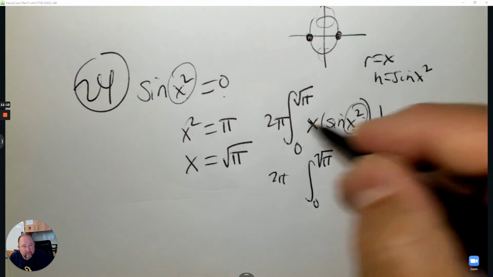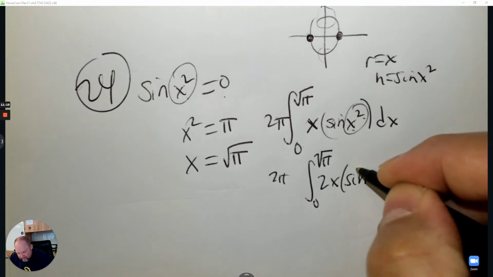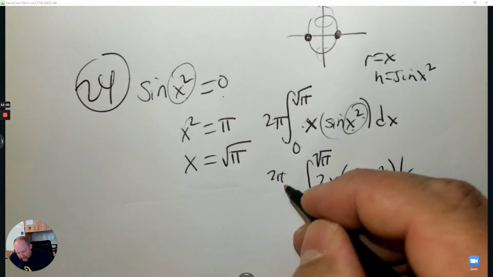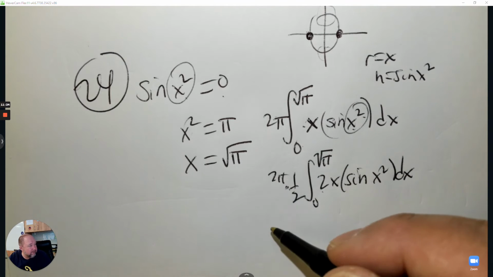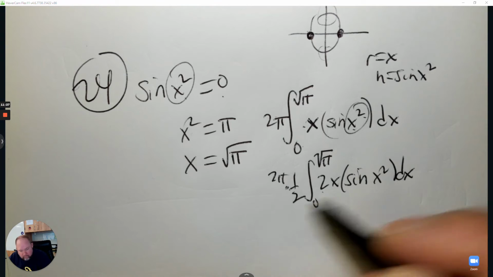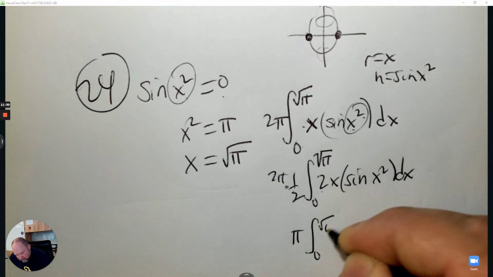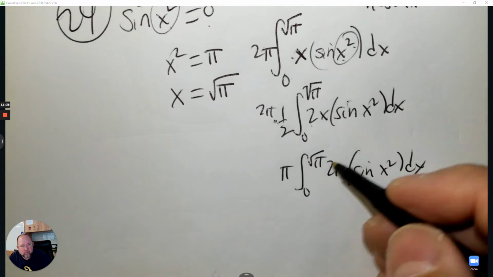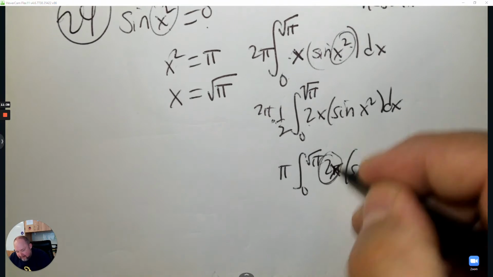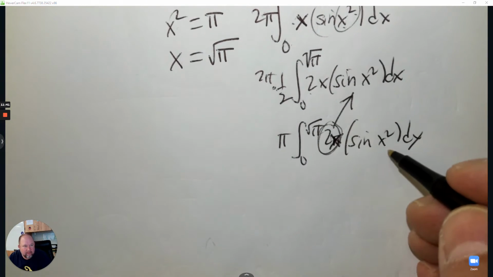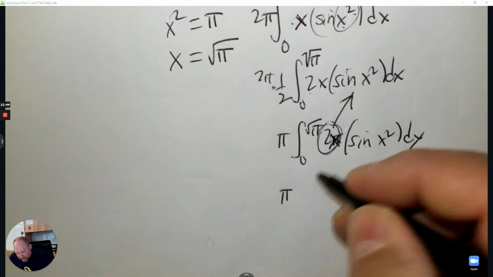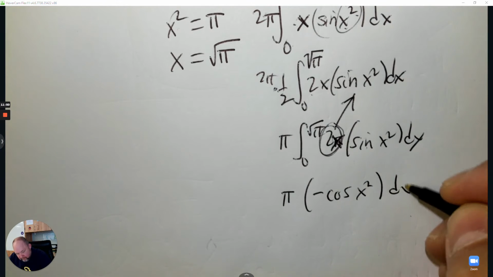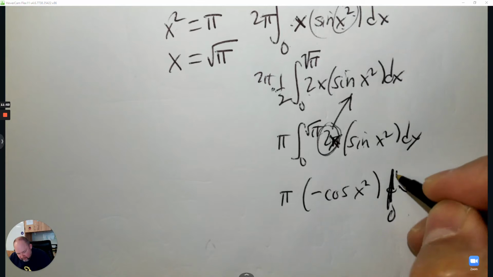So the derivative of x squared is 2x. What it was over what it became is 1 over 2. So this just simplifies to pi. Now we can integrate this. Oops, this is an x. I can unhook this, and then the antiderivative of sine is negative cosine. Oops, no dx anymore. And that's from 0 to root pi.